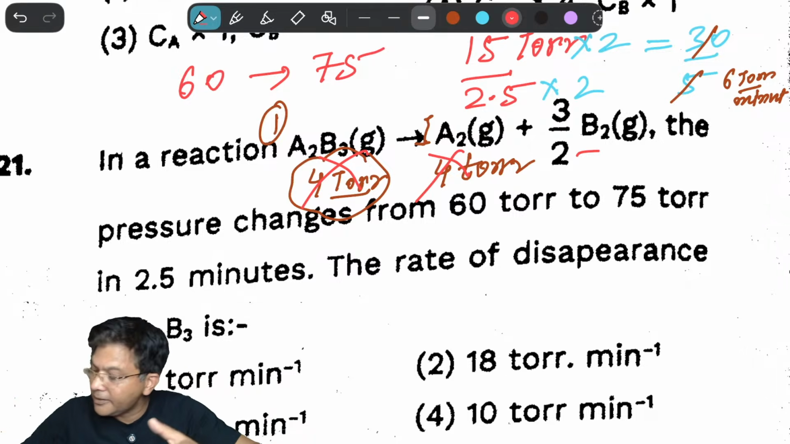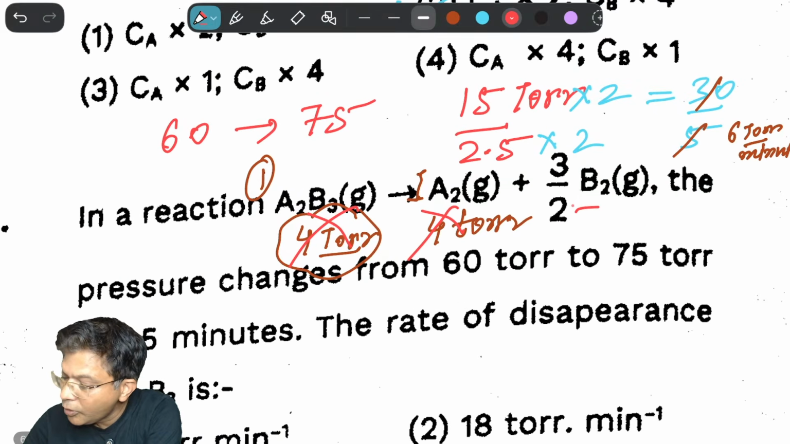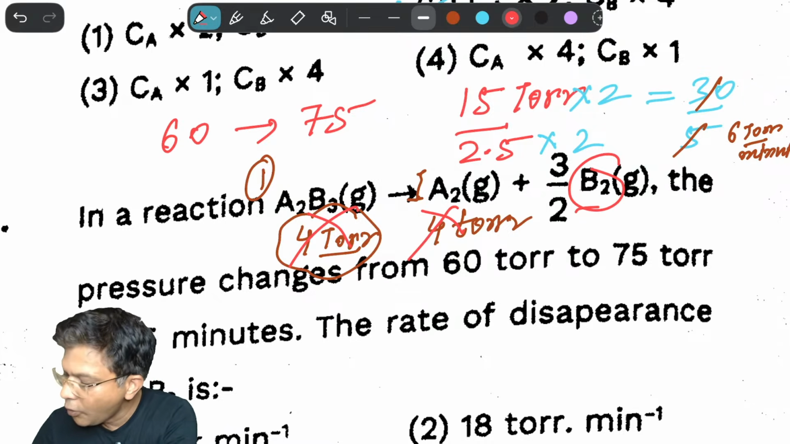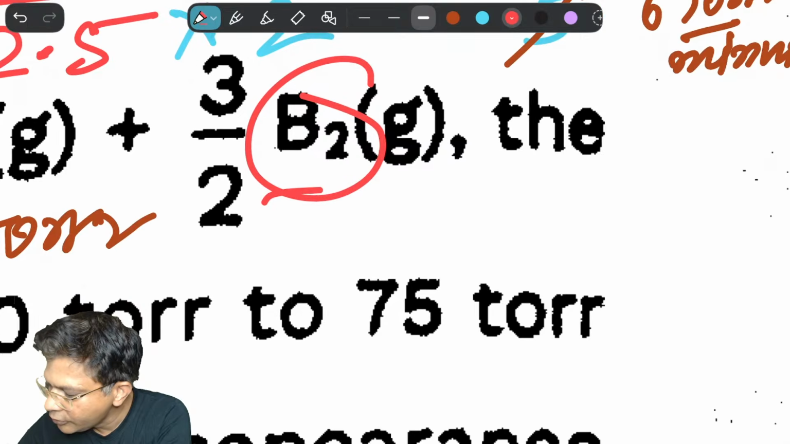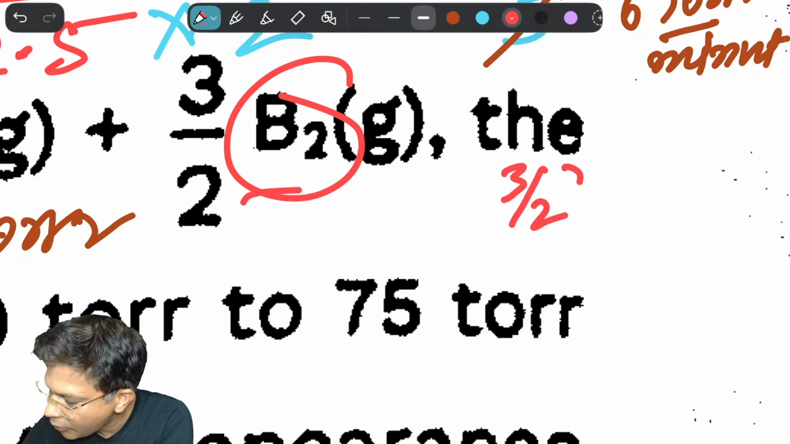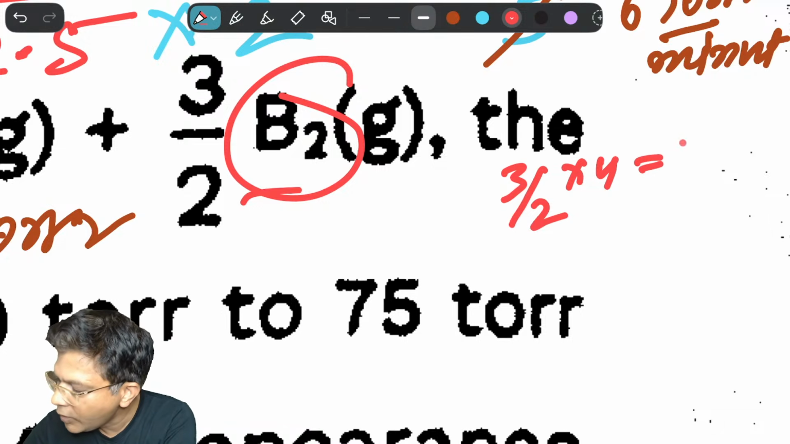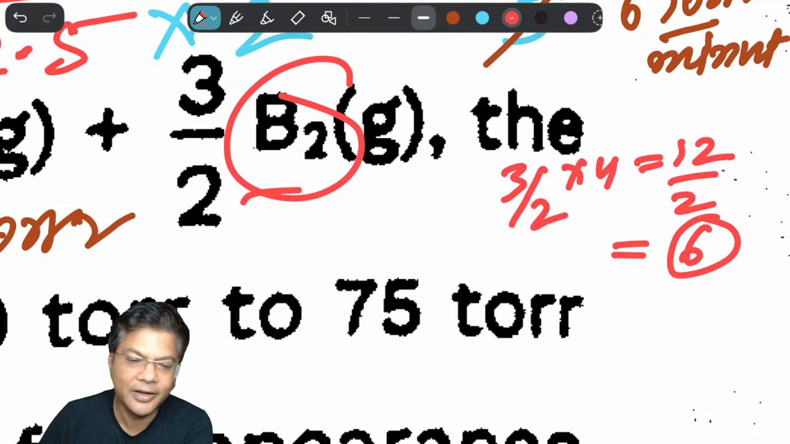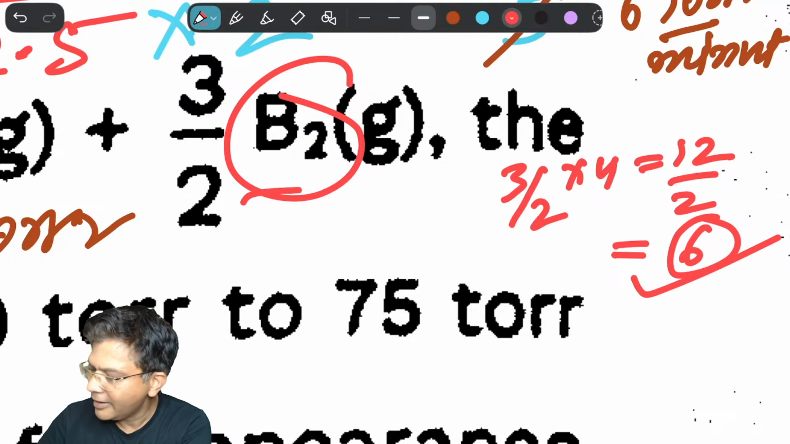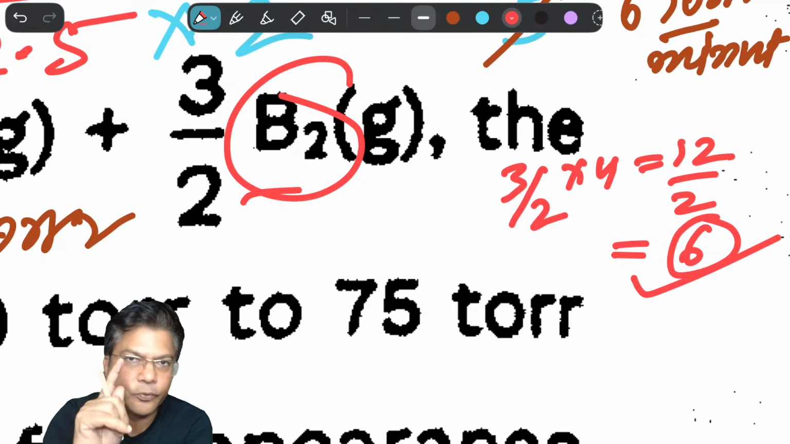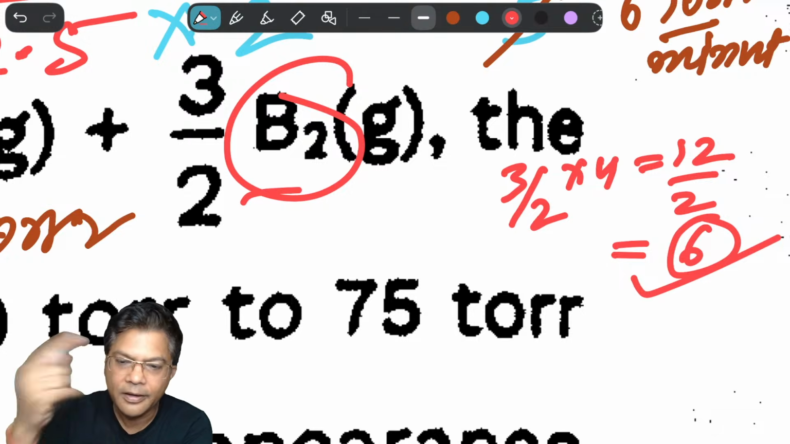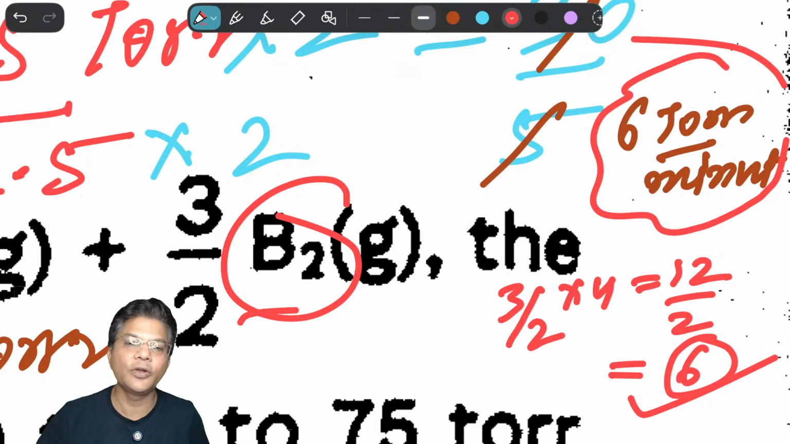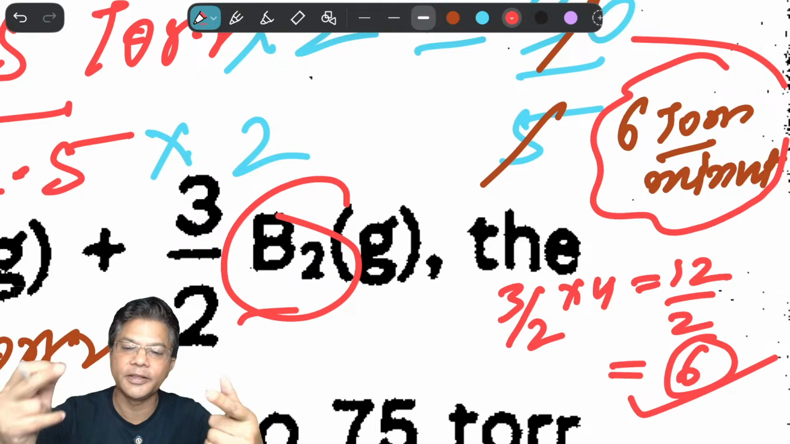But at the same time, this 3 by 2 mole of B2 is getting formed. 3 by 2 of B2. So what am I supposed to do? 3 by 2 of 4. How much is it coming? It is coming 12 by 2, that is 6. So I got the answer by hit and trial: if I keep the decrease of A2B3 by 4 torr, I get the same rate, 6 torr per minute. See, without any equation, without applying any formula, I've got the answer by common sense.